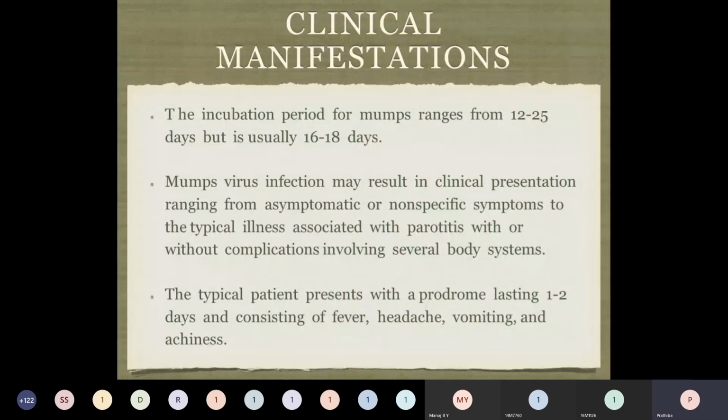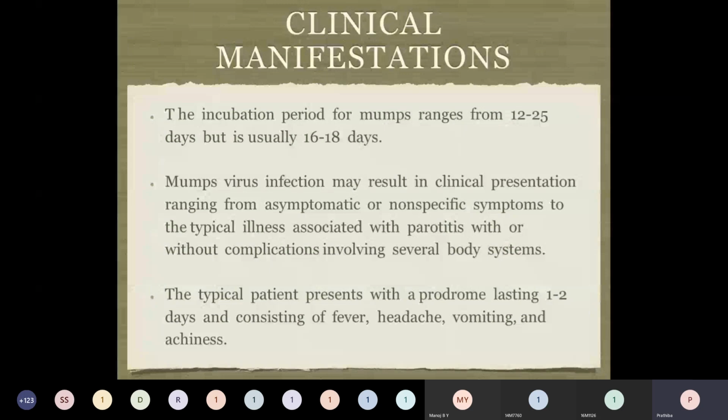What about the clinical manifestation? The incubation period of mumps ranges from 12 to 25 days, but usually the disease duration is 16 to 18 days. The infection may result in asymptomatic or non-specific symptoms, up to a typical illness, as we already saw, parotitis, which is inflammation of one of the salivary glands, with or without a complication involving other organs.